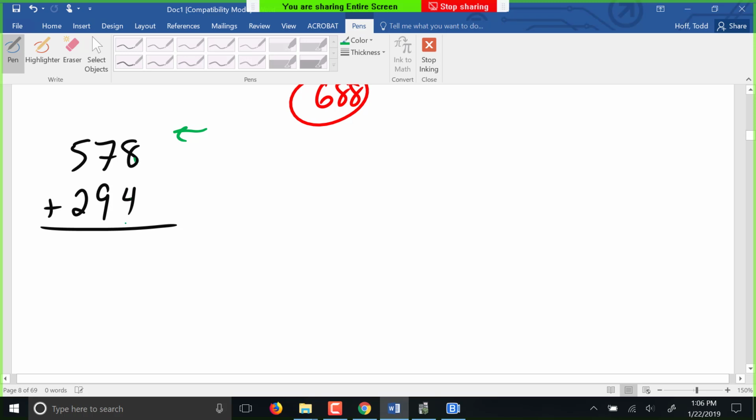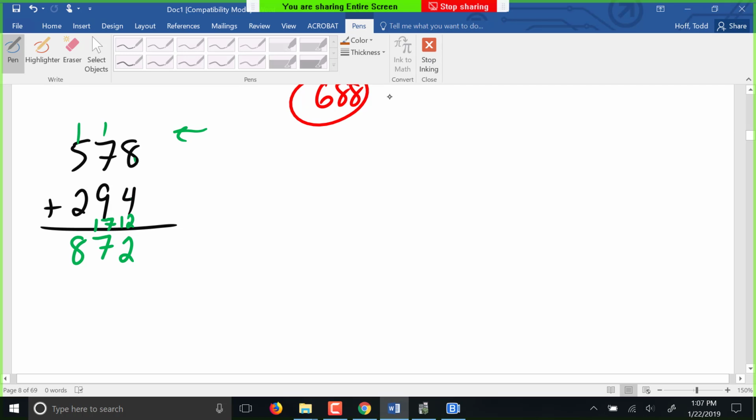What's 8 plus 4? 12. So we've been taught you keep the 2 and carry the 1. 1, 7, and 9 is 17. So we've been taught to keep the 7, carry the 1. 1, 5, and 2? 8. And that's the way pretty much all of us have been taught to do that.